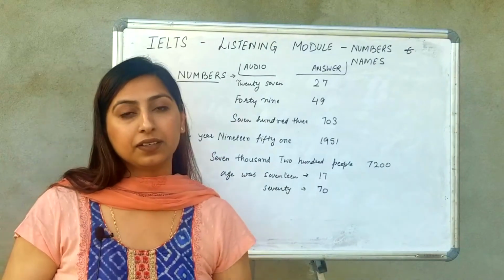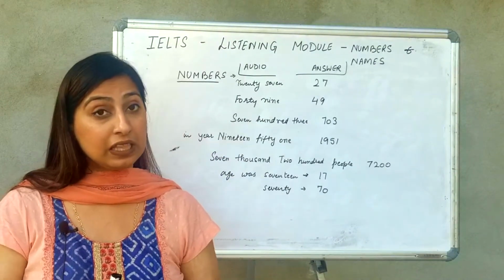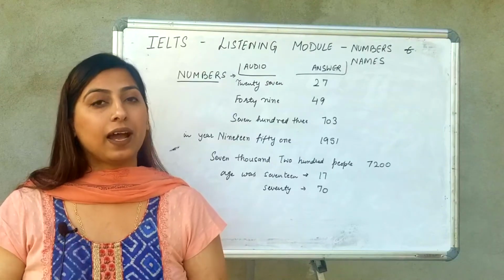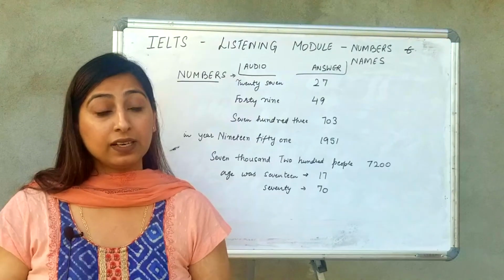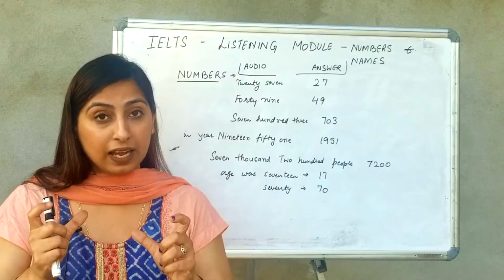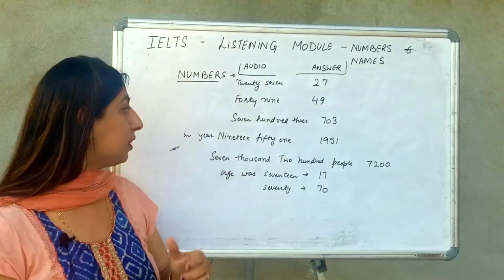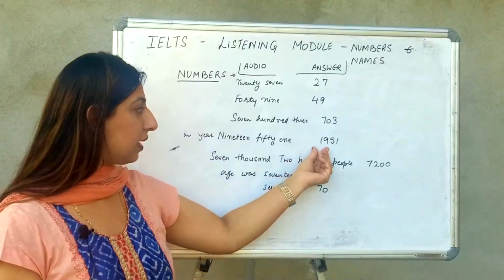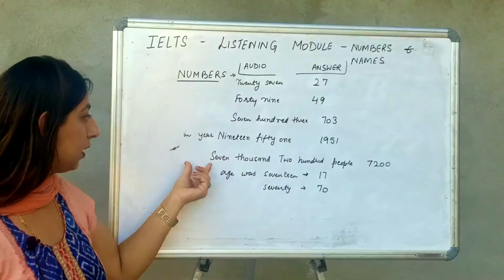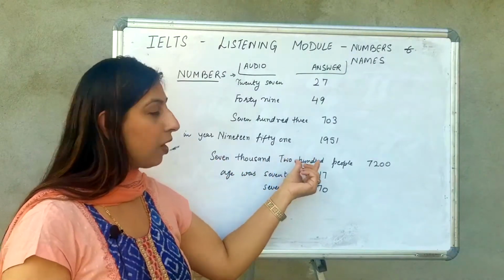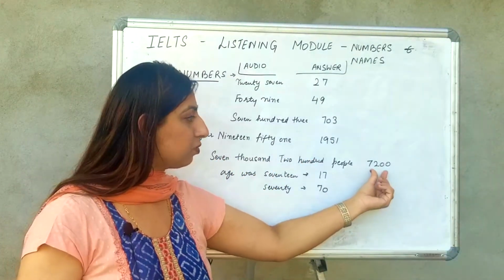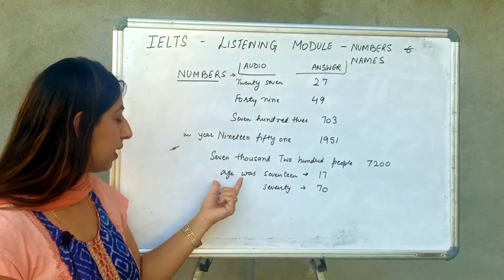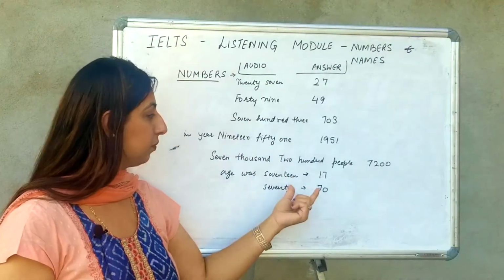In the year. Now when he's saying in the year, there is a rough outline in your mind that now I'm going to listen to a number which is a year. So in the year 1951. So it's 1951. 7,200 people. So it's 7,200. 7,200 is the answer.